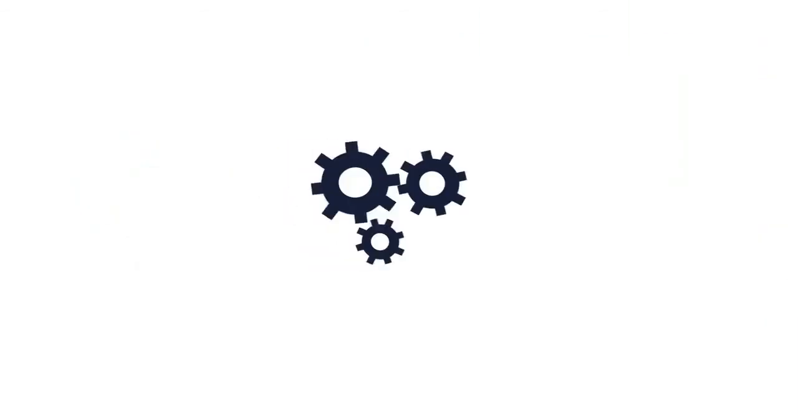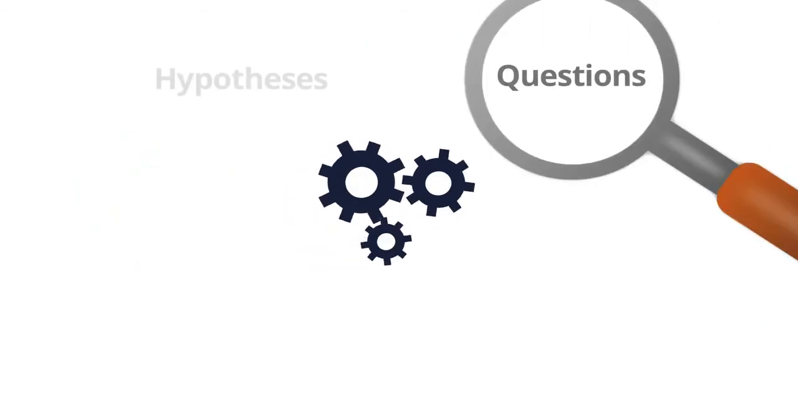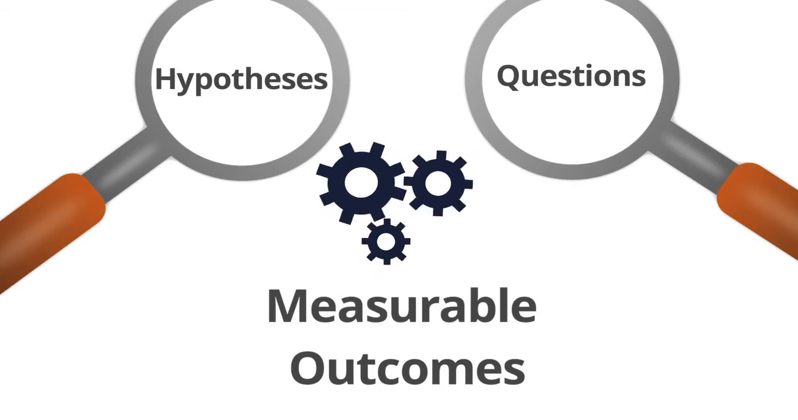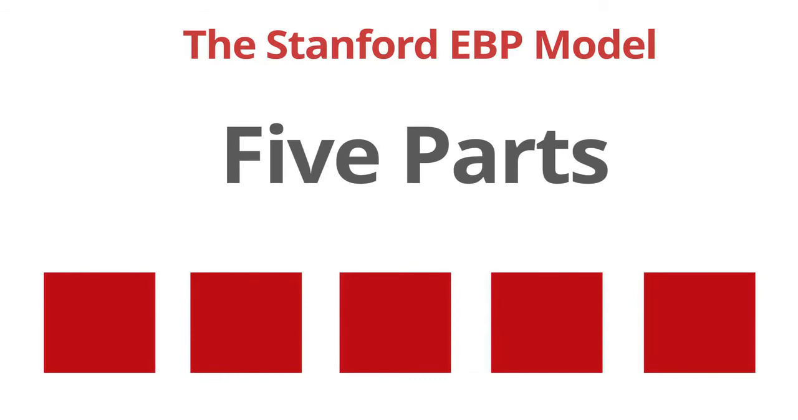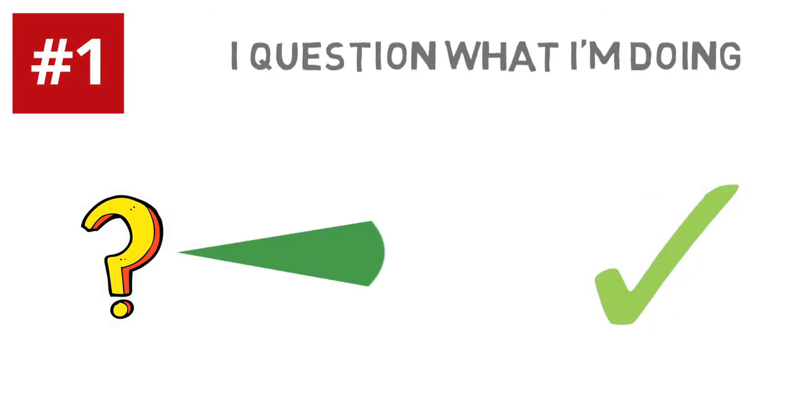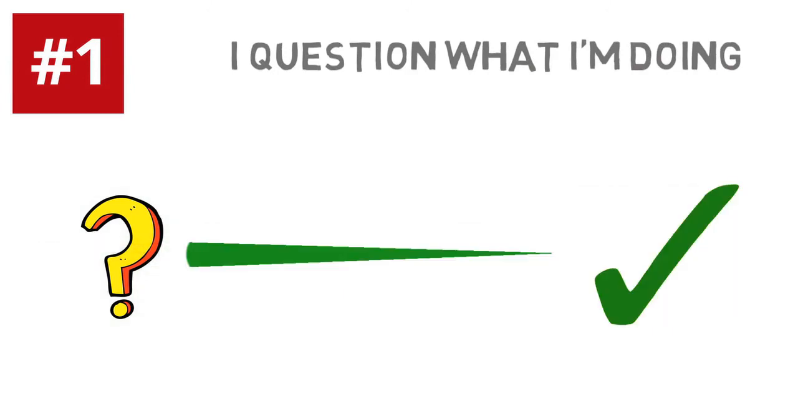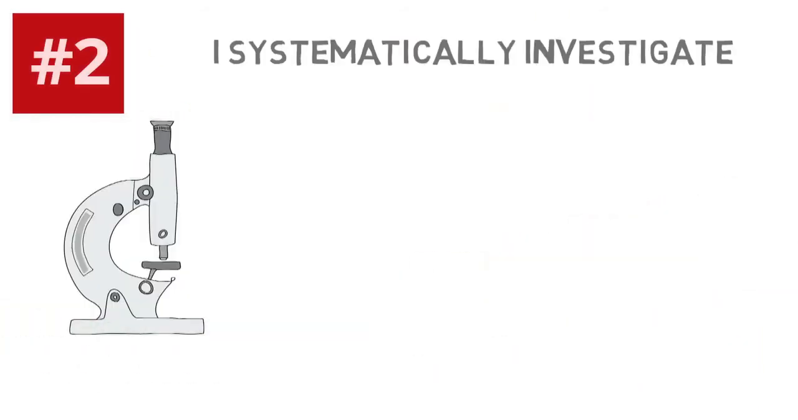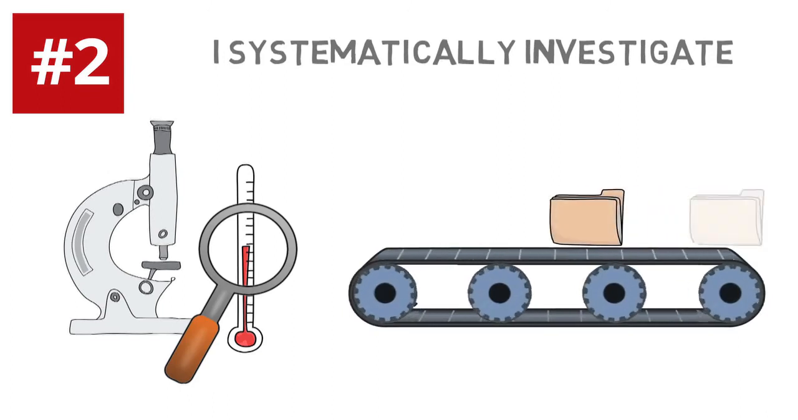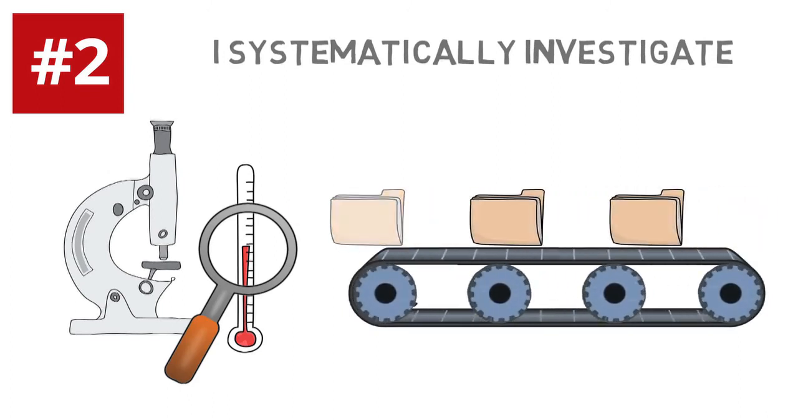We've explored how to generate focused clinical questions and hypotheses, as well as specific measurable outcomes. We conclude by discussing implications of these concepts as they relate to the Stanford EBP model. The first step of the EBP model is I question what I'm doing. When we focus our clinical question, this paves the way for a clear and concise hypothesis or testable idea. Next is I systematically investigate. With a focused question and clear hypothesis, we're able to maximize the efficiency of our literature search and data collection.